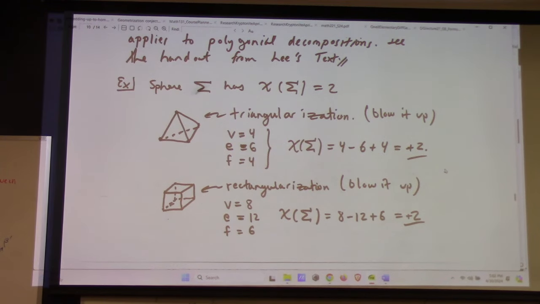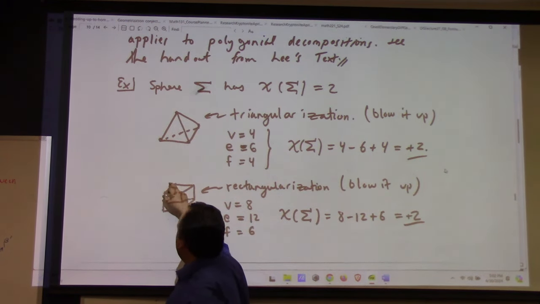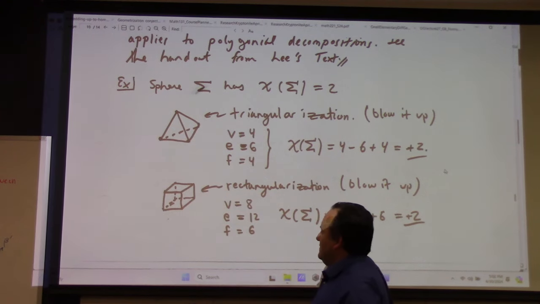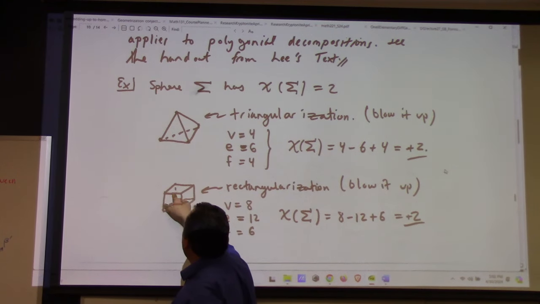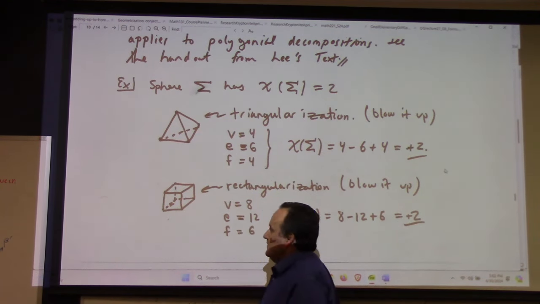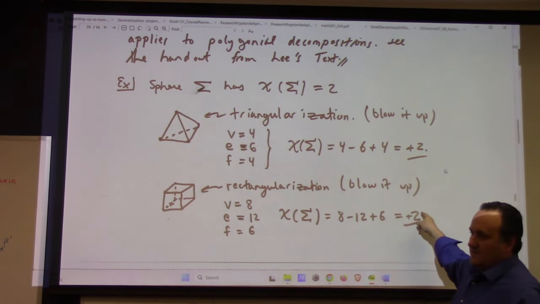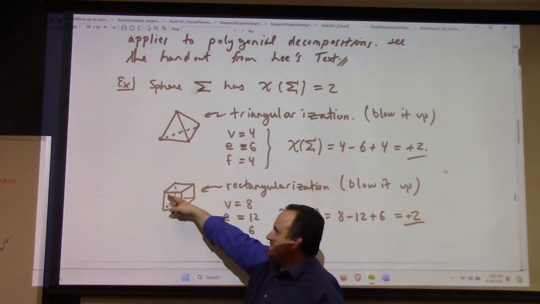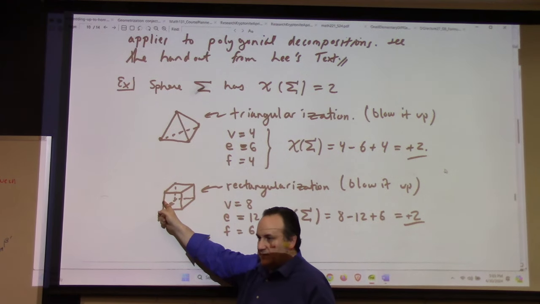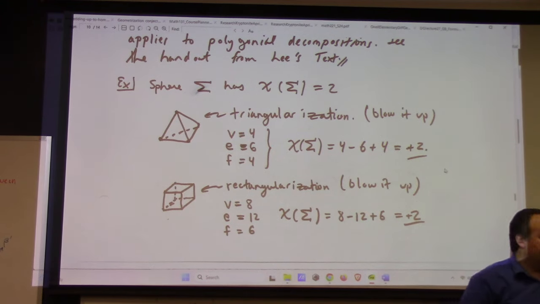Now, you can also talk about a cube. So a cube has what? 1, 2, 3, 4, 5, 6, 7, 8 vertices. It's got how many edges? Apparently 12. 1, 2, 3, 4, 5, 6, 7, 8, 9, 10, 11, 12 edges. And 6 faces. The Euler characteristic is 2. That makes sense because that's a triangularization of the sphere. This is going to give you a rectangularization of the sphere. If you were to blow that up, you'd get back to the sphere.